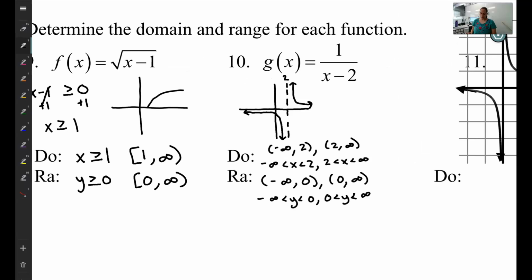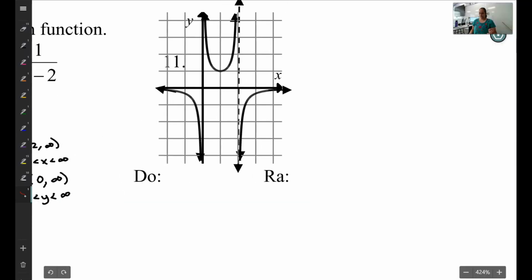Okay, so for number 10, there's your domain and range. I did it in interval notation and inequality notation. You only need one. Just choose whichever one makes the most sense for you. I actually prefer interval notation over inequality notation, so that's usually what I'll use in class. Number 11, go ahead, pause the video again. They already give you a graph, domain and range on your own.